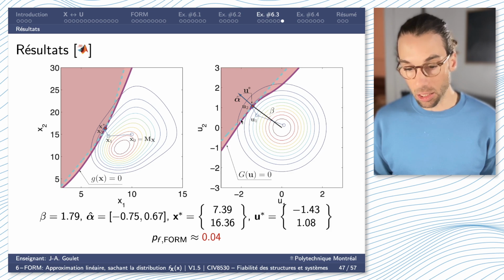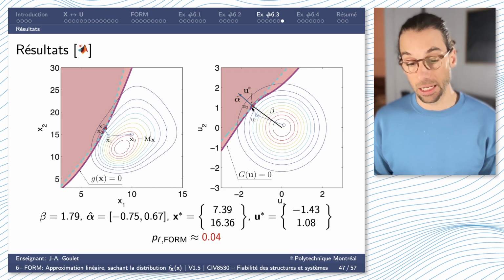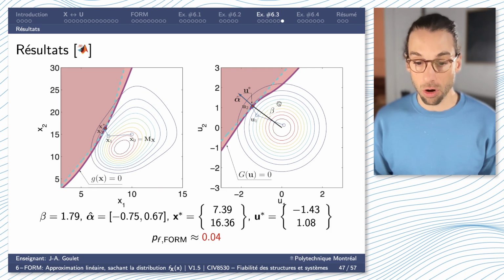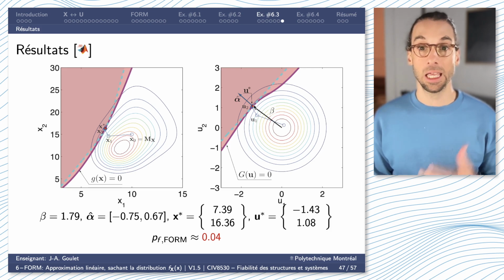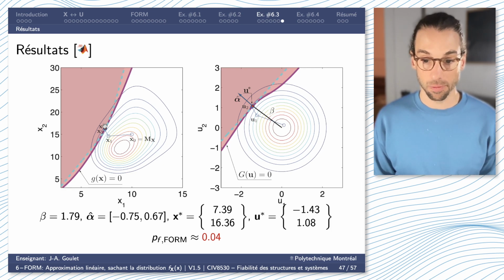We, again, linearize our limit state function, limit state surface at the design point. And when we transform back to the original space, it's going to again apply a nonlinear transformation. So both are our FORM approximation. It's linear in the standard normal space. It's not going to be linear anymore in the original space.